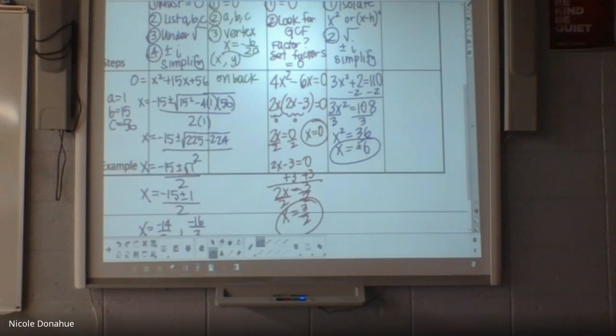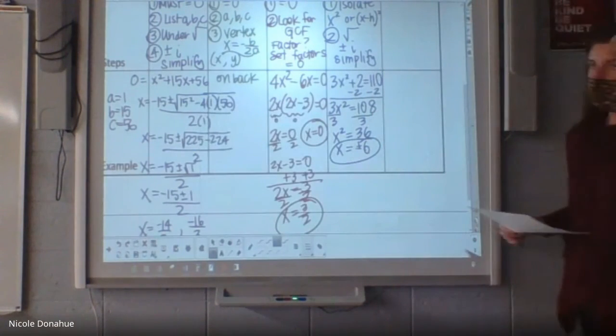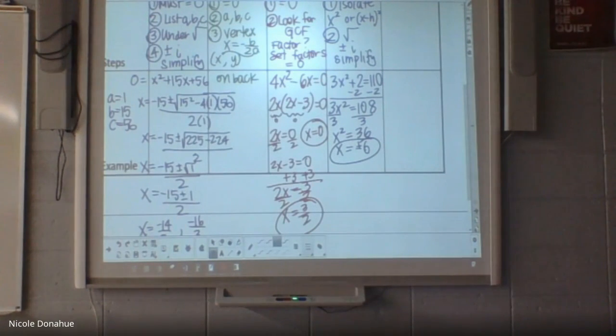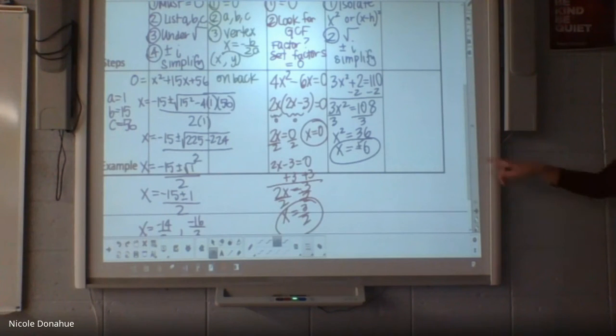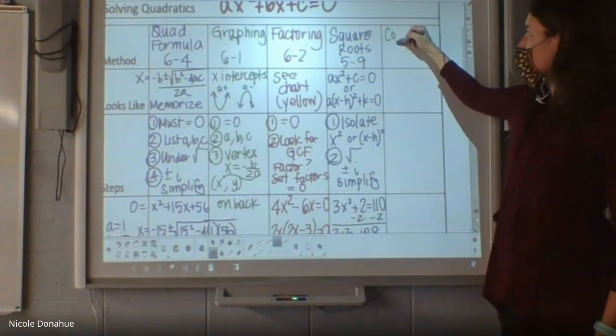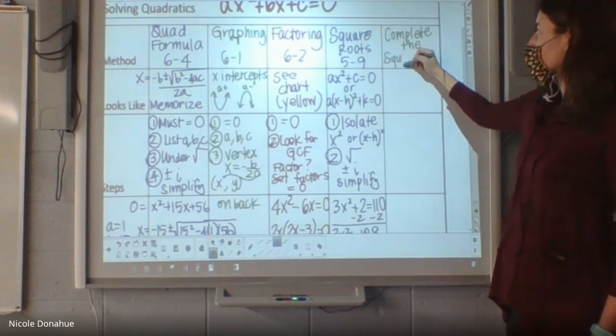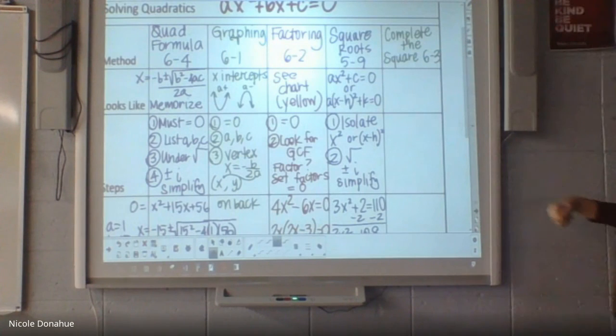And then we'll do a completing the square problem and be done. Does everyone have that example down or no? The last one up here, complete the square. So section 6.3, if you're trying to go back and look at notes.